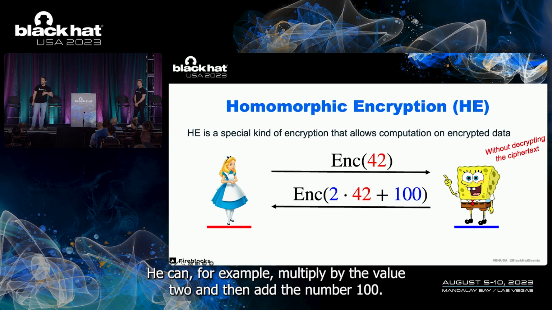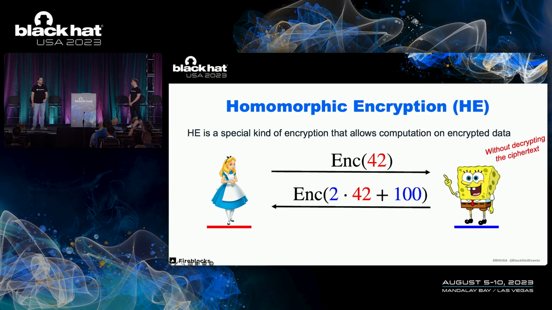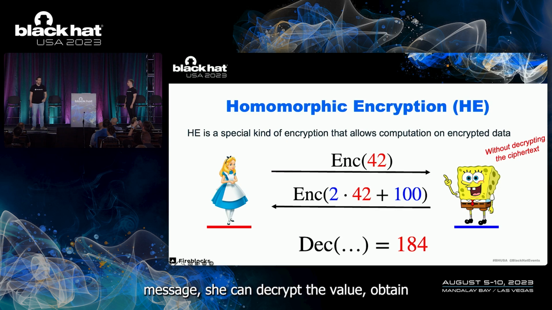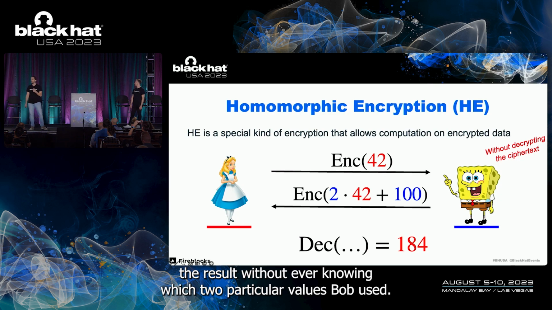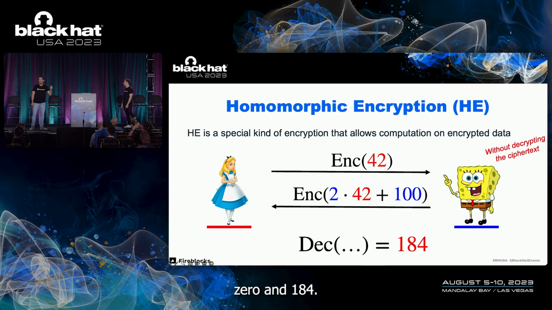He can, for example, multiply by the value 2 and then add the number 100. He does so obliviously without knowing what's happening inside the ciphertext. Alice, after receiving Bob's message, can decrypt the value and obtain the result without ever knowing which two particular values Bob used. So Bob could have used 2 and 100, or he could have used 0 and 184.